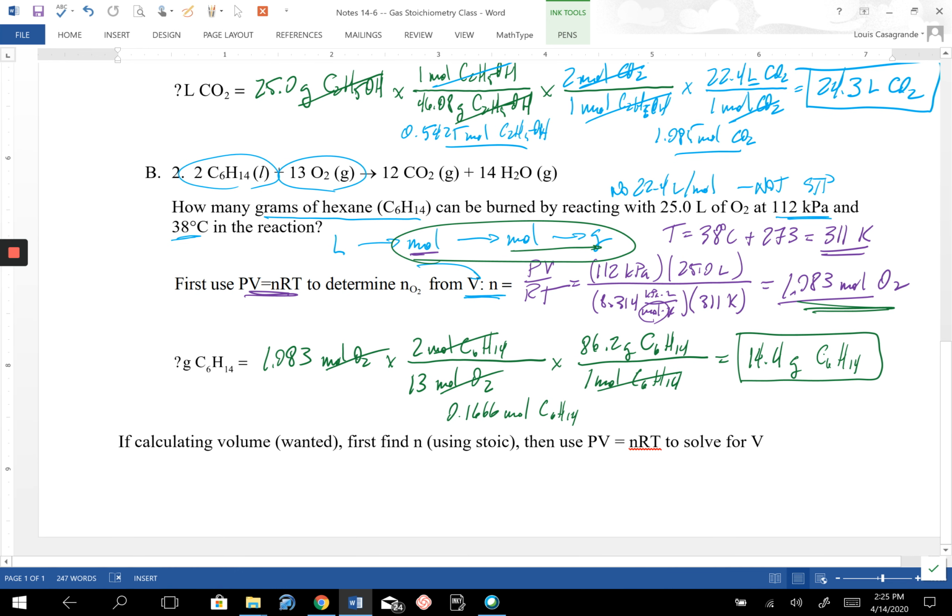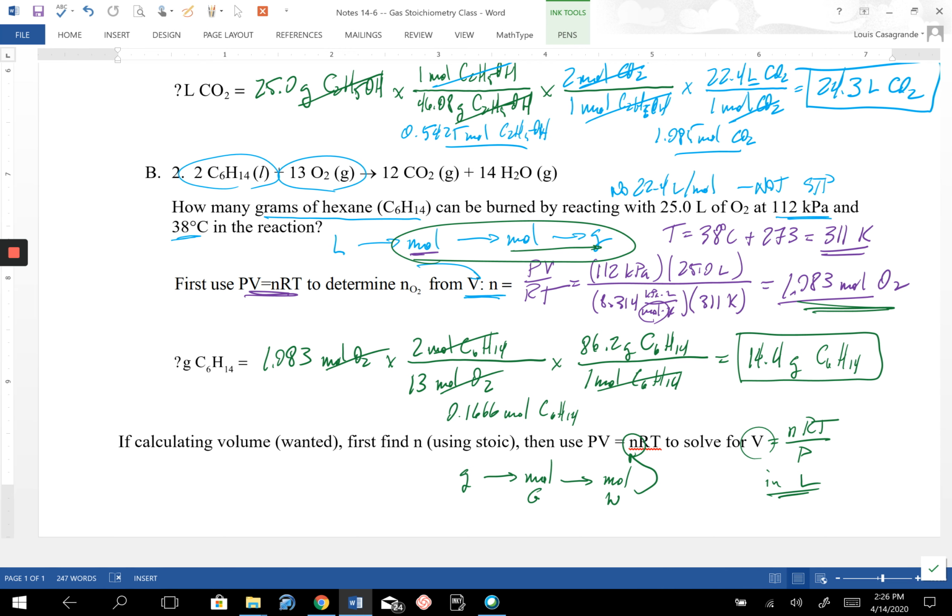If you are going the other way, if it gives you the grams of the hexane, you'd start off with the grams and then go to moles. Then you'd calculate the moles. So this is moles of your given to moles of the wanted. And then the moles of the wanted, you plug into PV equals nRT to solve for V, rearranging: V is equal to nRT divided by P. And we'll get the volume in liters, just like we wanted. And there will be a homework problem or two using that as well.